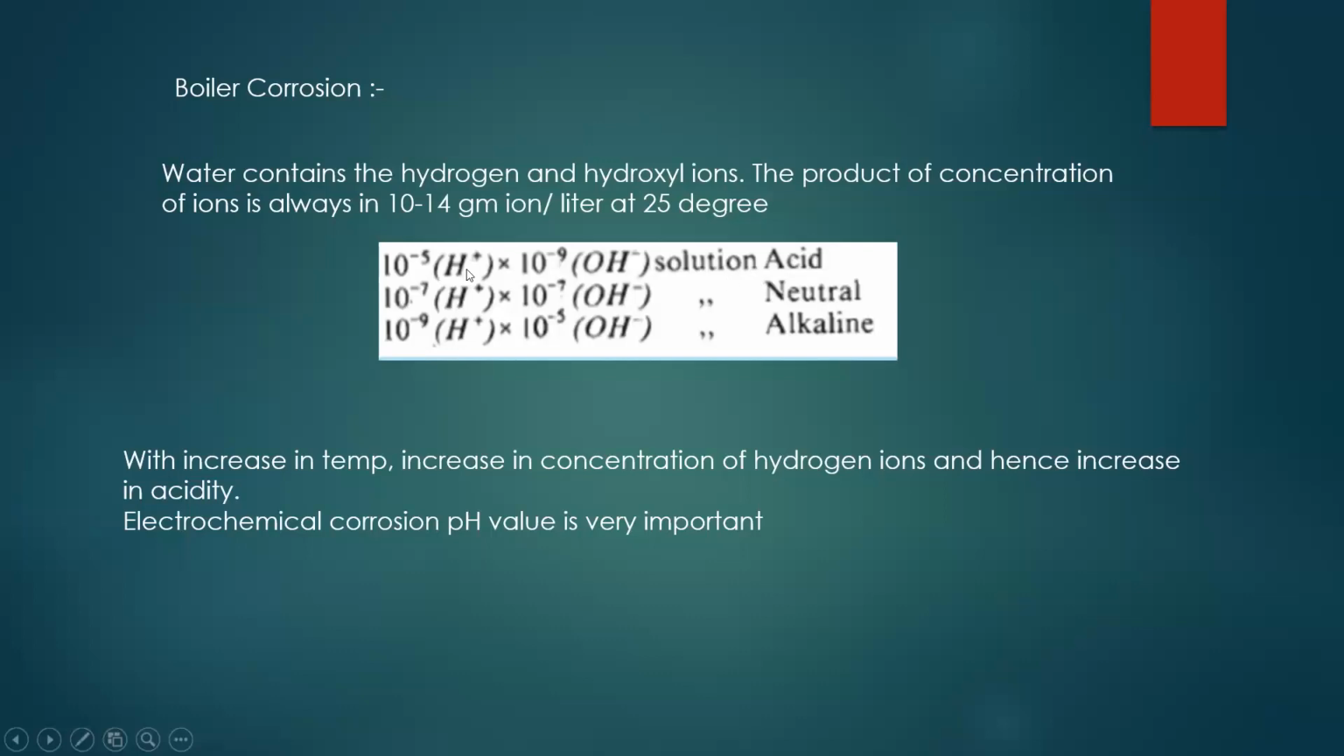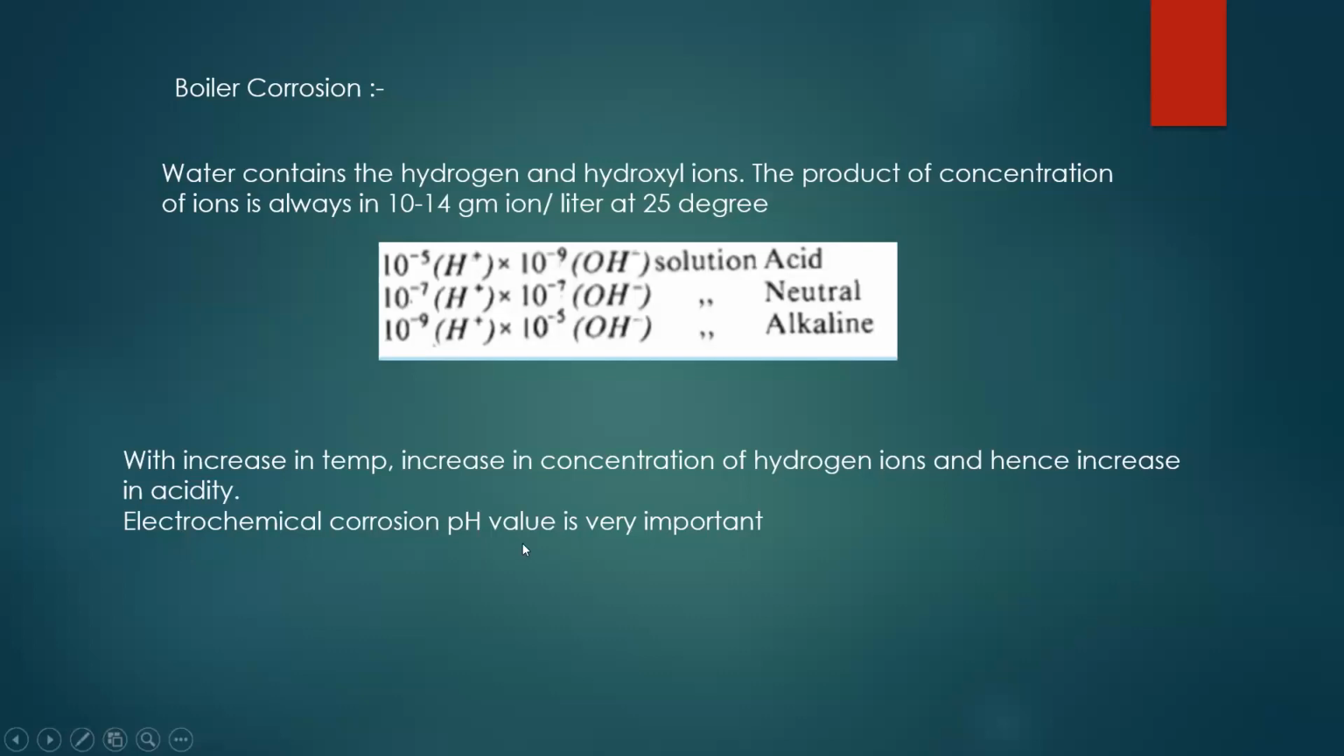So when your solution has a pH less than 7, it is known as acid, 7 is neutral, and more than 7 is alkaline. With an increase in temperature, there is an increase in the concentration of hydrogen ions. So when you increase the temperature of anything, like water, it will liberate hydrogen plus ions and hence increase the acidity.